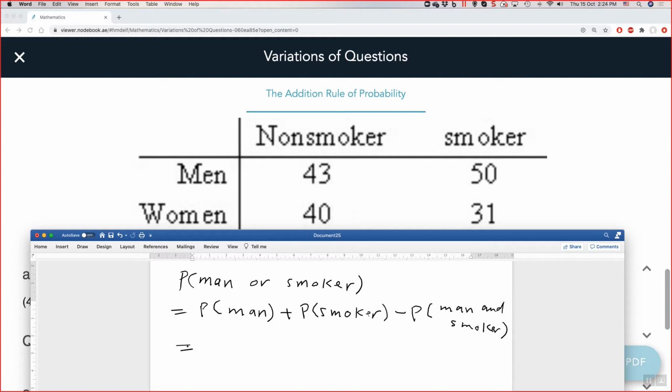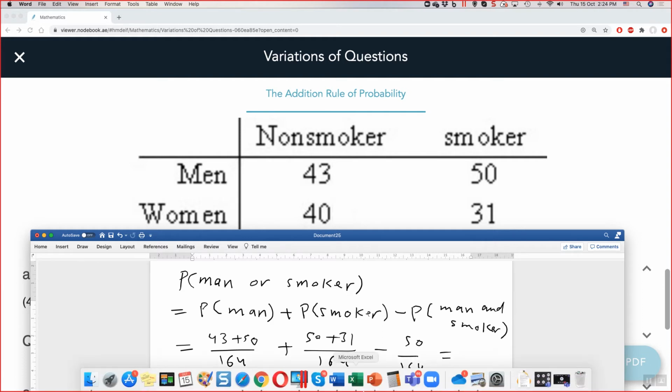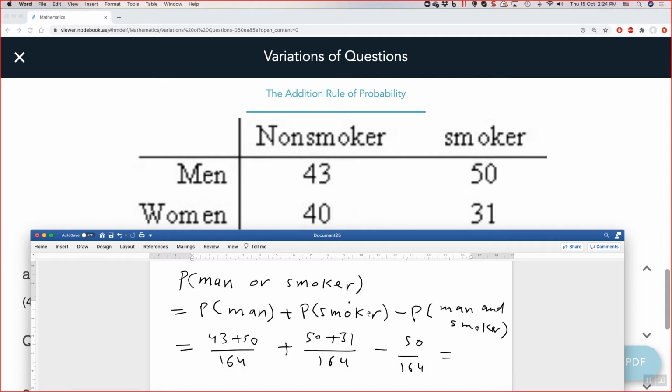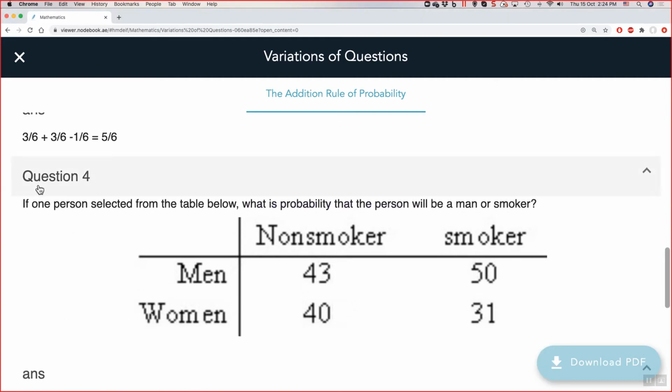So the probability of selecting a man comes from the total number of men, which we said before, 43 plus 50, and we divide this by the total, which is 164. The probability of smokers comes from the total of the smokers, which is 50 plus 31, divided by 164. Now the men and smoker means the intersection of when they are both happening at the same time. Where are the men smokers? The men smokers are only 50, so that would be 50 over 164. And if you calculate this, it will give you the same answer as we did before, if you choose to use the rule. Okay, clear now. So that was question 4.